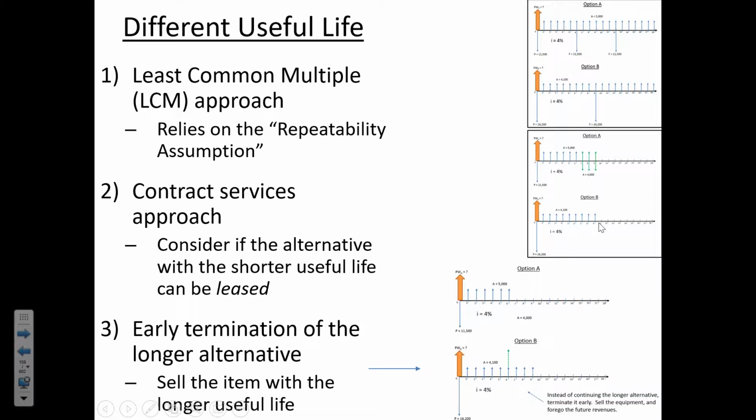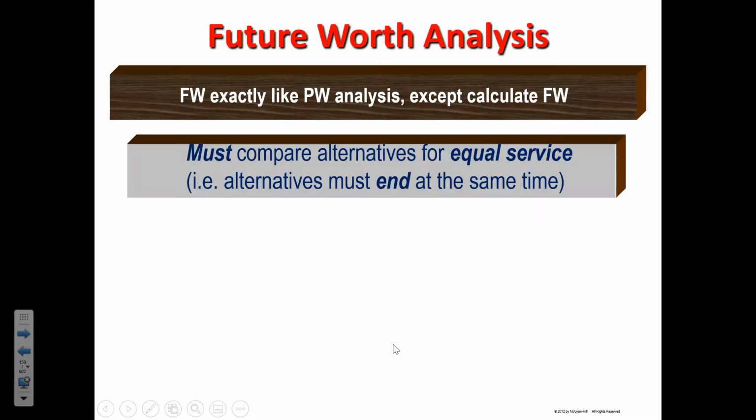The third option was you take the alternative that's too long and you make it shorter by selling the equipment early. Early termination is basically that you go onto the secondary market and sell the equipment while it still has some useful life, and that lump sum resale value at the last year of the cash flow diagram is how you account for the different useful life. So these 3 methods were overcoming the problem of different useful lives.